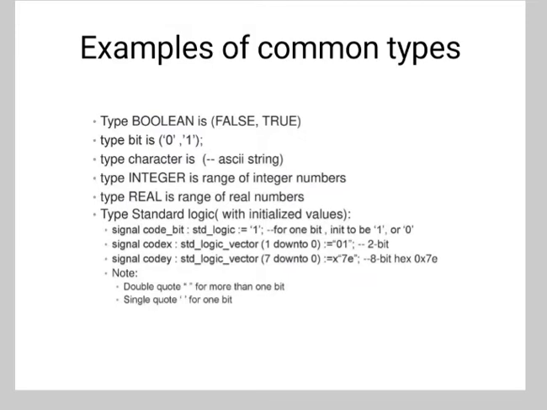So here are the examples of common types, that is type boolean is false or true, then type bit is 0 or 1, type character is ASCII string, type integer means the range of integer numbers, type real means the range of real numbers, type standard logic with initialized value, that means signal code bit standard logic, 1 for 1 bit, 1 or 0.